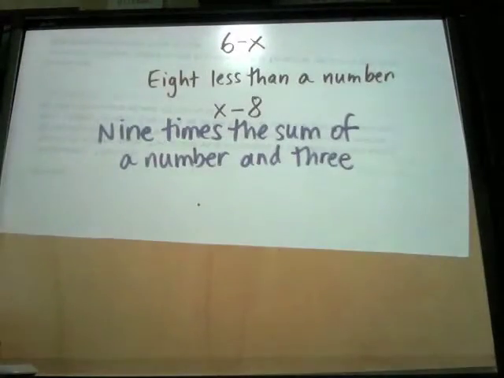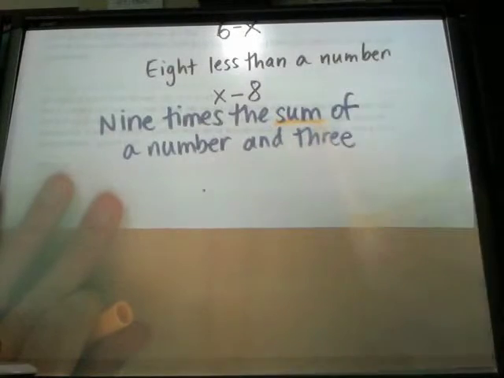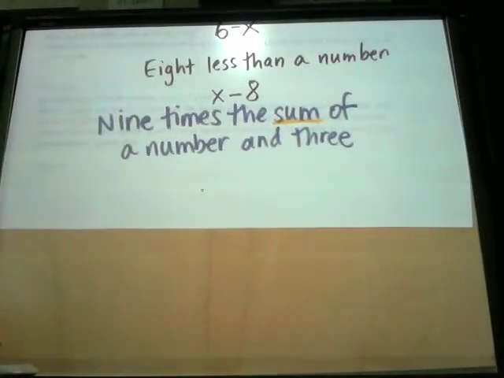9 times the sum of a number and 3. Now let me pause here. What does sum mean? Times obviously is multiplication. Sum? Remember, it's the answer to an addition problem. And that's going to be important here.